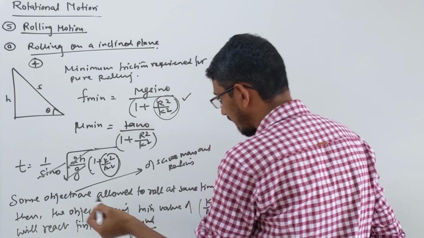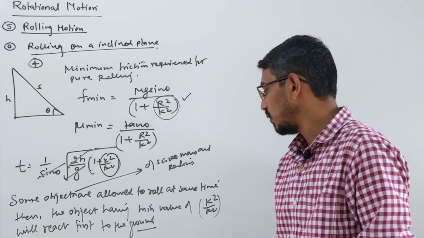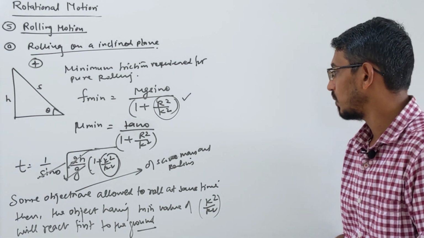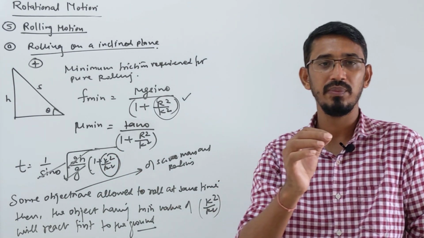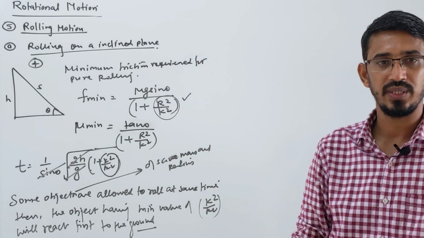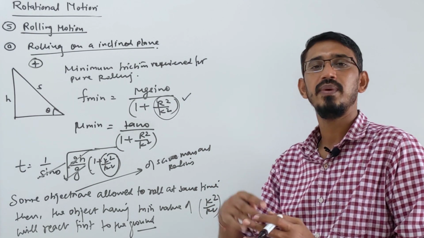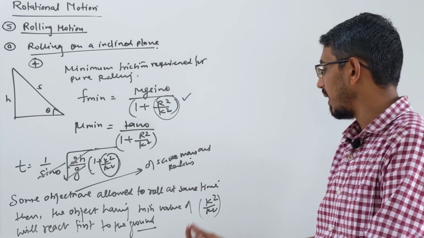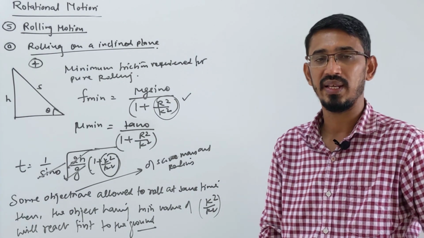This question was repeated in our exam. If these objects are placed, who will come first to the ground? That depends on whose k square upon r square value is minimum. If that value is minimum, time becomes minimum, and that object will come first to the ground. The one with the maximum value of k square by r square will come last. Objects with the same value of k square by r square will reach the ground together.